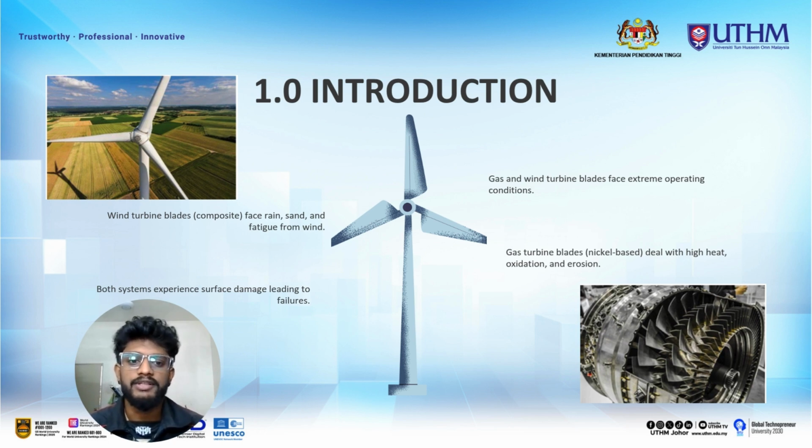Firstly, turbine blades, whether in gas or wind turbines, operate under extremely harsh conditions. Gas turbine blades are made of nickel-based alloy and must survive temperatures beyond their melting points. Even with cooling systems, they suffer from oxidation, corrosion, and erosion due to ash, sand, and other particles. On the other hand, wind turbine blades, which are very large composite structures, face long-term fatigue and weather damage from rain, hail, and dust. These problems can severely reduce blade strength and lead to failure.